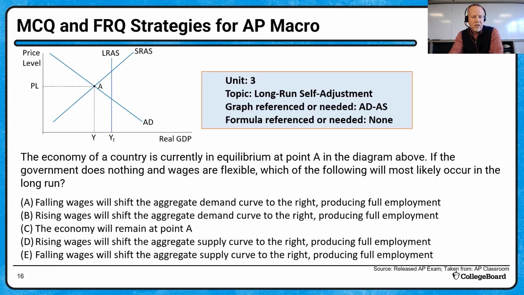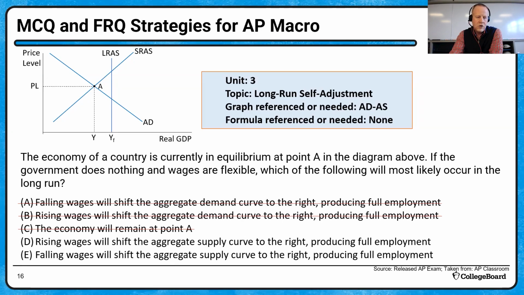Well, option A says falling wages shift aggregate demand. Nope, that can't be it. Aggregate demand is not going anywhere. Wages don't impact aggregate demand. Option B, rising. Nope, wages are not rising. Drop that one. That can't be it. The economy will remain at point A. No, we know that's not going to happen. This is self-adjustment. We're going back to full employment in the long run. And that's what that phrase there means. D, rising wages will shift.